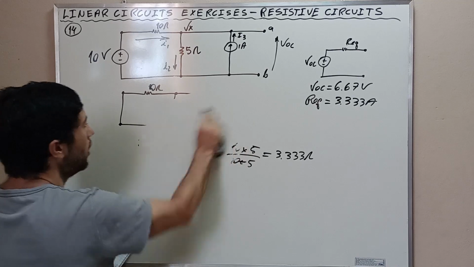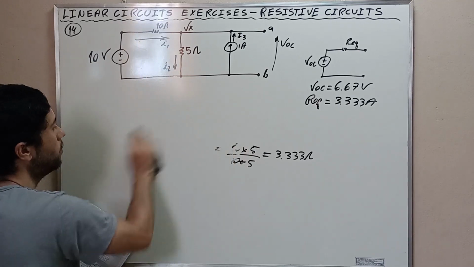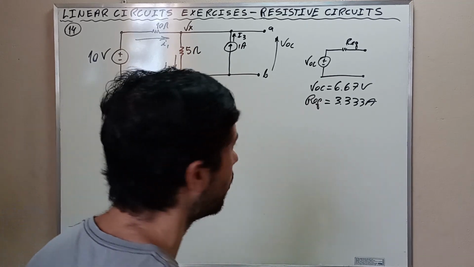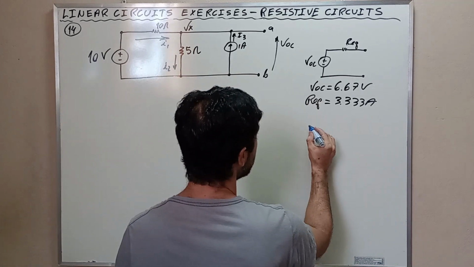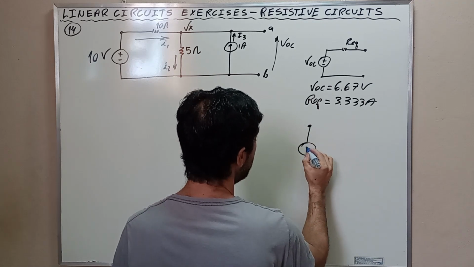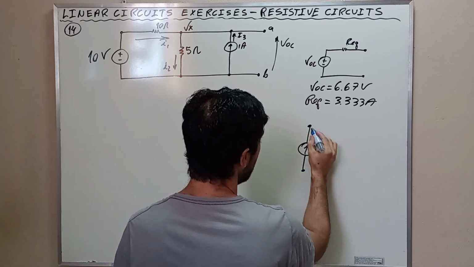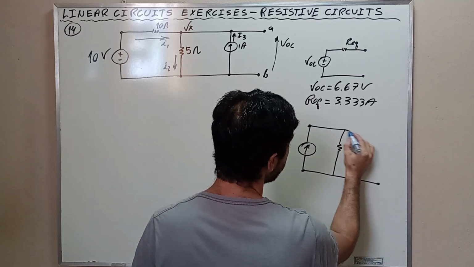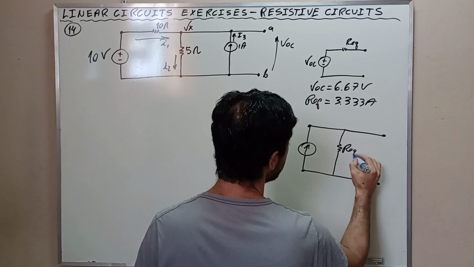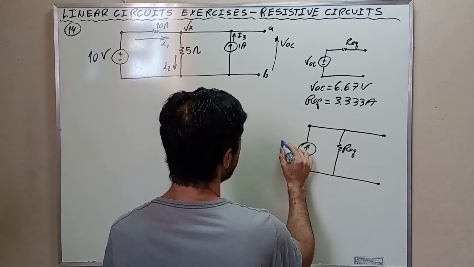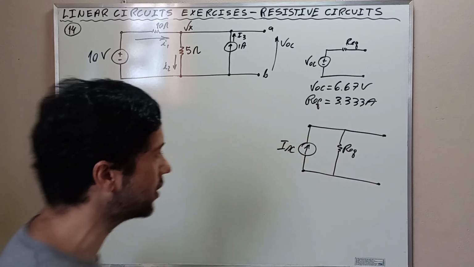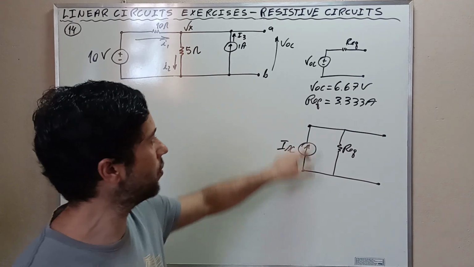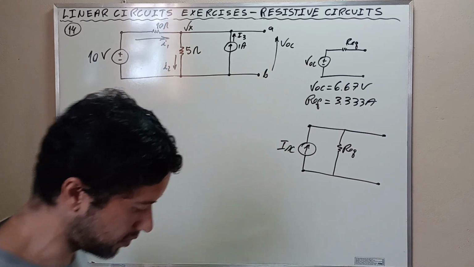What we need to do is to find the Norton equivalent circuit. Okay, and what is the Norton equivalent circuit? The Norton equivalent circuit is a current source, and in parallel here the equivalent resistance, and this is the short circuit current. Okay, this is the Norton equivalent circuit, and this is the Thevenin's equivalent circuit.